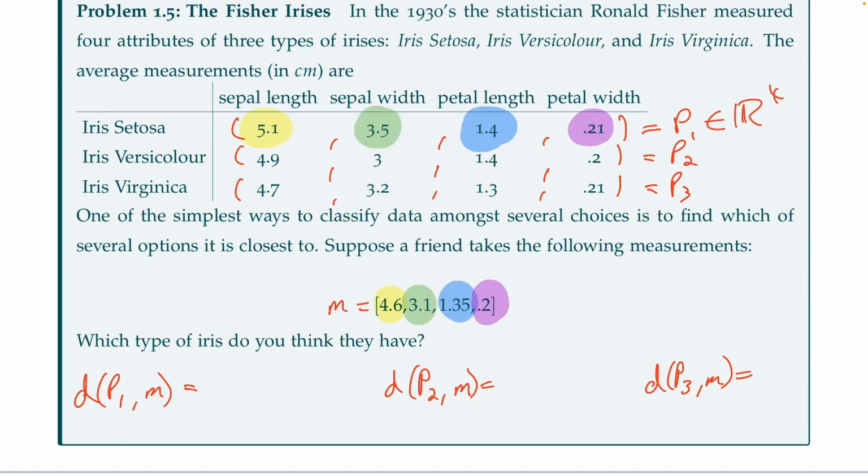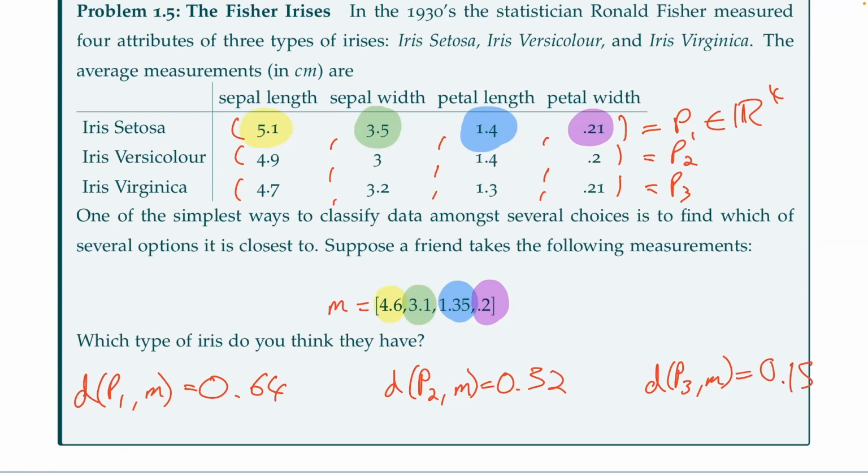Yep, 0.64. How about the second row? Yep, 0.32. And the last one, someone else? Yep, 0.15. Great.